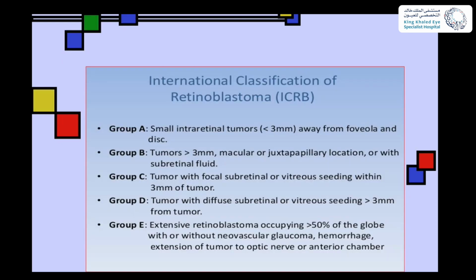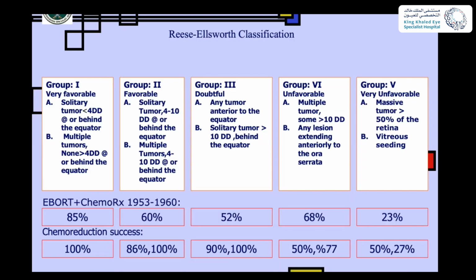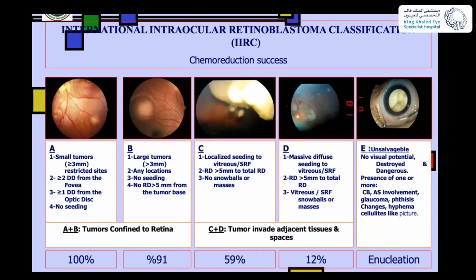This is the international classification, which could be looked up in any reference. This is what I would like to share with you. For small tumors less than 3 millimeters, we have groups A, B, C, D, E, and group E is usually unsalvageable and needs radiation. The success rate in group D is lower, sometimes with history of chemotherapy treatment and so on. But in group C, the success rate is sometimes 60% that we could retain the globe.